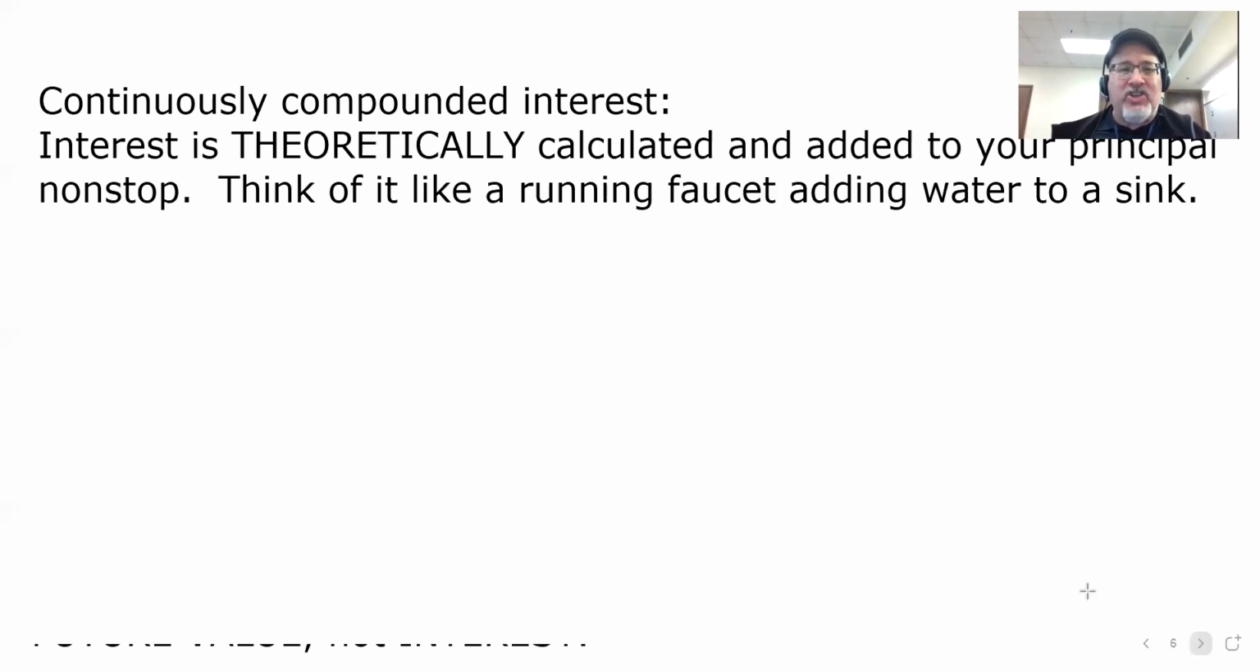Now, in practice, you can't pause and do something 1,000,000 times in 1 second, but you can calculate what would happen and then make it happen. You can think of it like a running faucet adding water to a sink. And as the sink grows, you turn on the faucet so the water starts coming out faster. The water's representing the interest that's added on to your principal. All right, so how does it go?